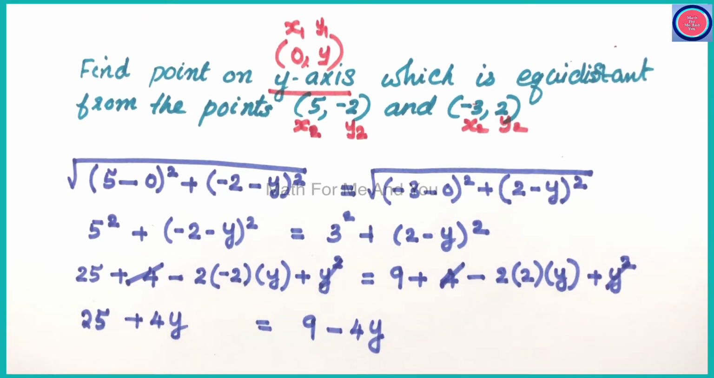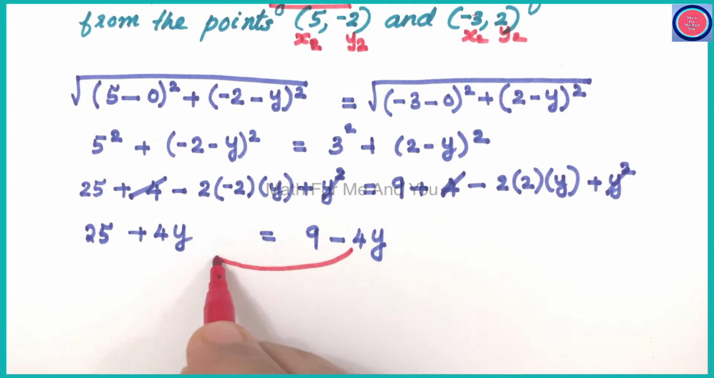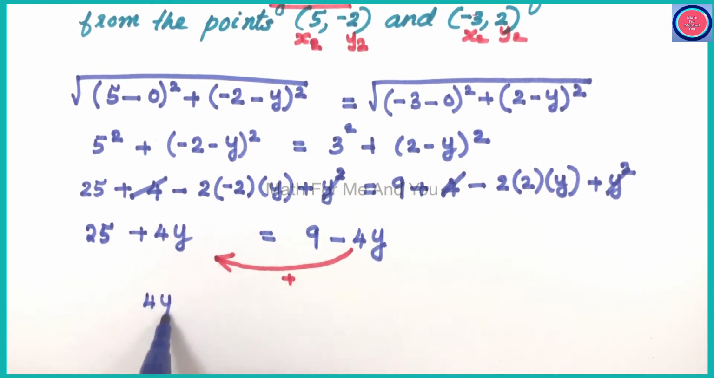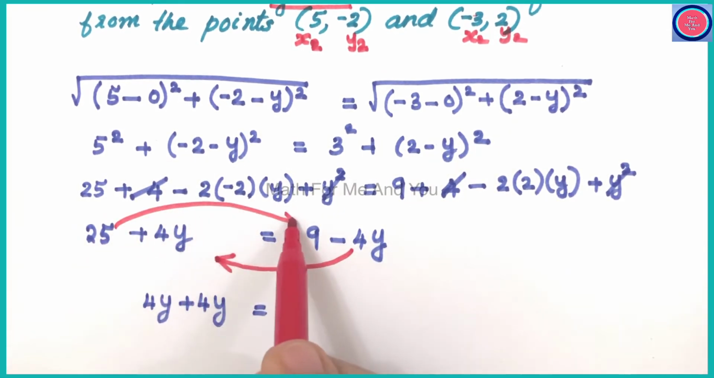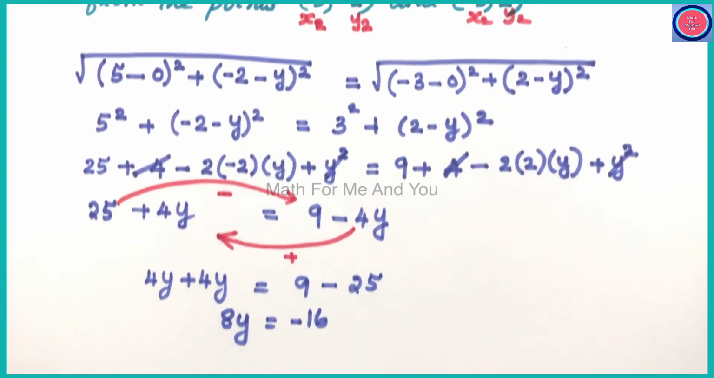Y terms we can keep on the left side and numbers we could move to the right side. So 4y and minus 4y, if we move it becomes plus 4y. We get 4y plus 4y on the left side. Now the numbers on the right side. Already 9 is there and 25 we could move to the right side. Plus 25 when we move it becomes minus 25. 9 minus 25. 4 plus 4, 8. 8y is equal to 9 minus 25, which is minus 16.